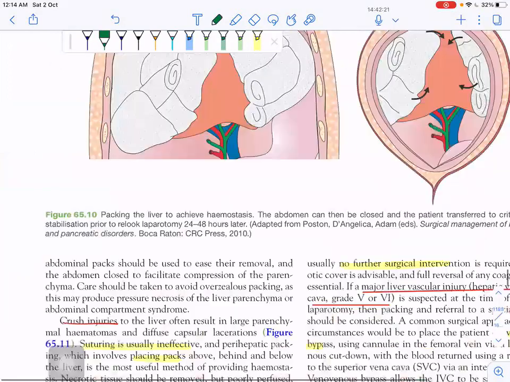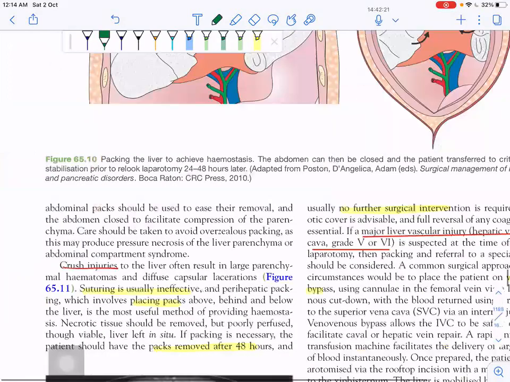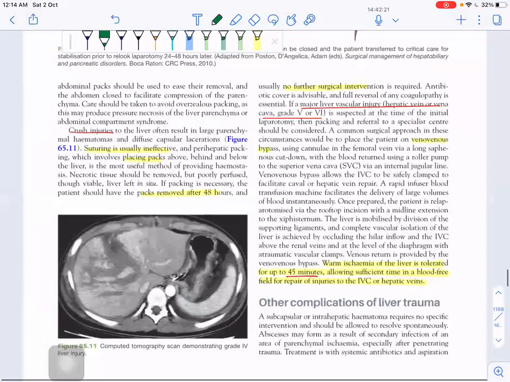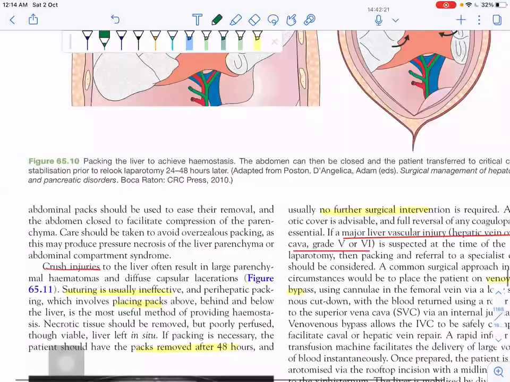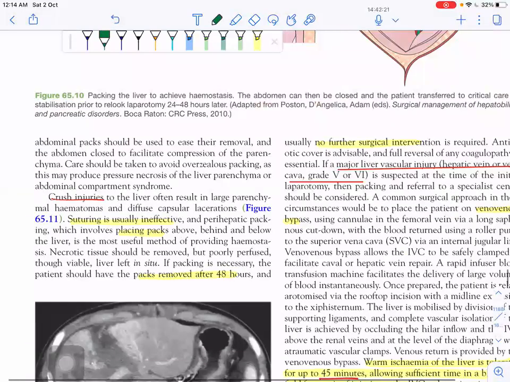Next will come crush injury. Crush injuries to the liver also result in large parenchymal hematomas and diffuse capsular lacerations. So suturing is usually ineffective in these conditions. In case of these crush injuries with diffuse capsular laceration, you should not do suturing. You should do perihepatic packing, which involves placing the packs above, behind, below.